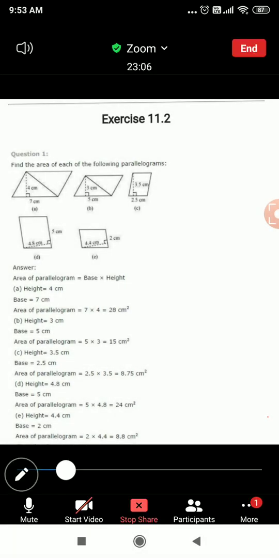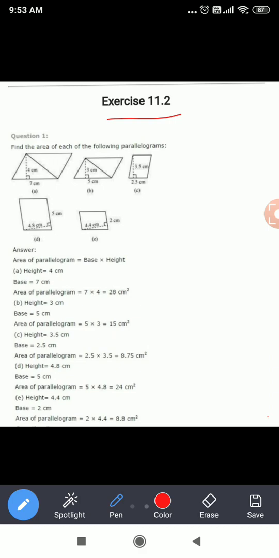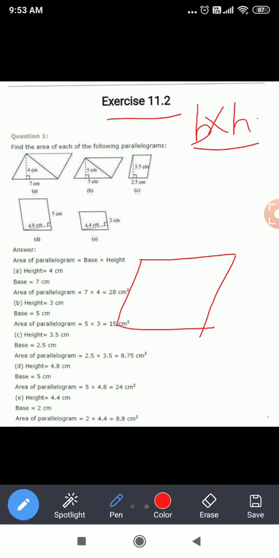Okay, exercise 11.2. In this exercise, we'll be dealing with parallelograms. As we have read earlier in the key terms, the area of the parallelogram is base multiplied by height. Now let us learn about base and height. See, this is the parallelogram. A parallelogram is a quadrilateral which has opposite sides equal and parallel.